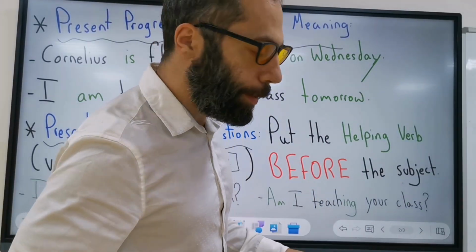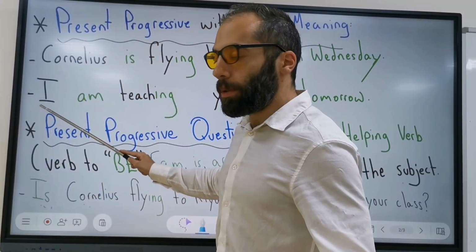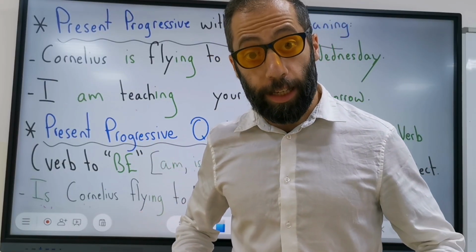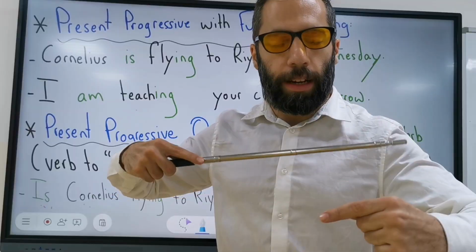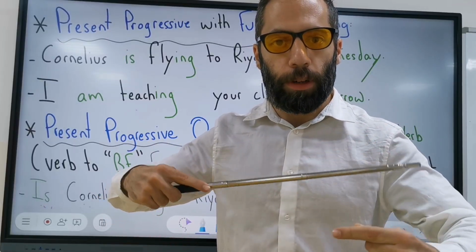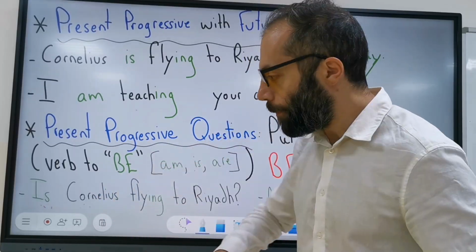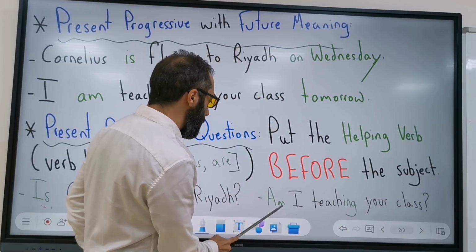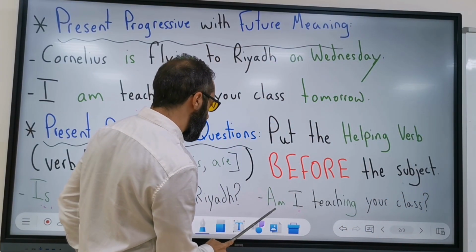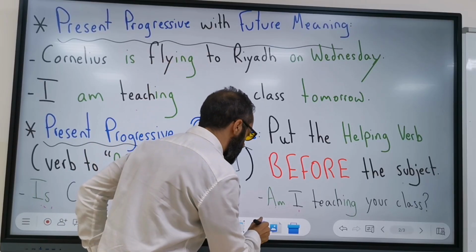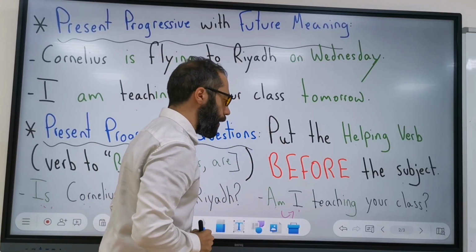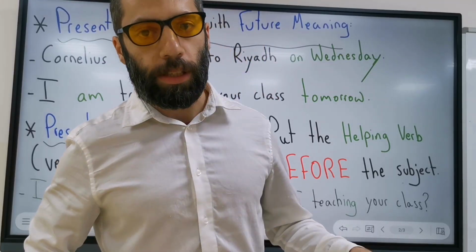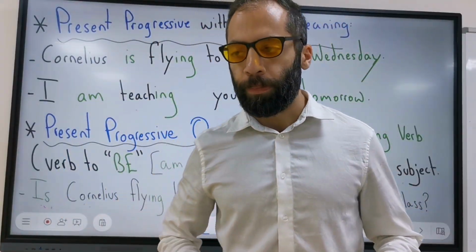Let's look at another example. Now here I wrote, I am teaching your class. As a question, let me switch the order around. Let me put the verb to be before the subject. So what does it become? It becomes, am I teaching? So I will put the verb to be before the subject. Am I teaching your class? So this is how we can use the present progressive as a question.